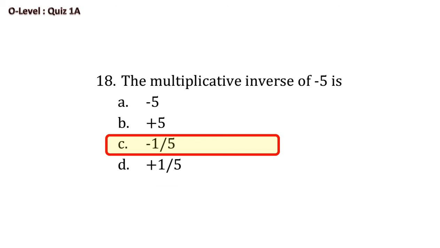Question 18. The multiplicative inverse of minus 5 is, note that the multiplicative inverse is just the same as the reciprocal of that number. And when you multiply a number by its multiplicative inverse, the result should be equal to 1. So 1 divided by minus 5 gives us minus 1/5. And this is the multiplicative inverse of minus 5.